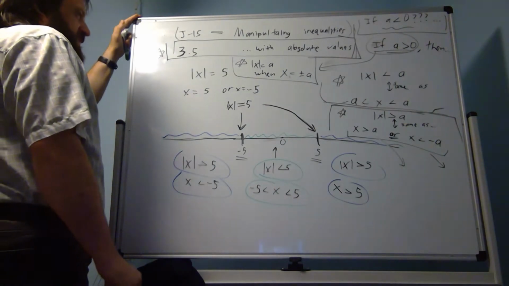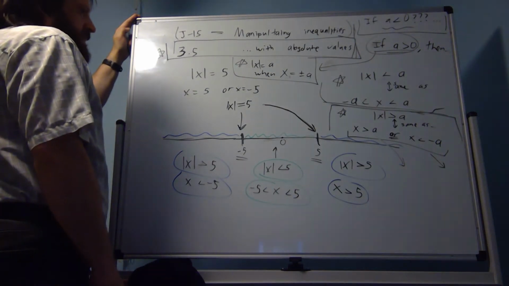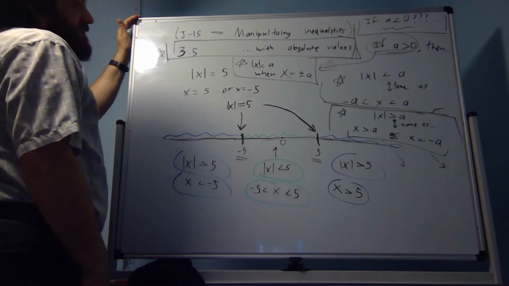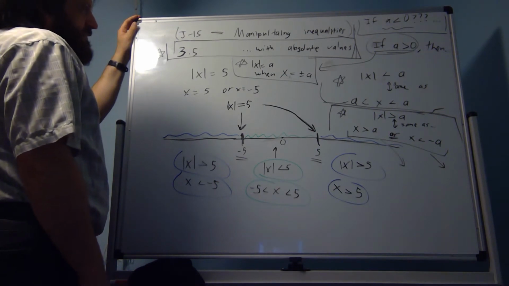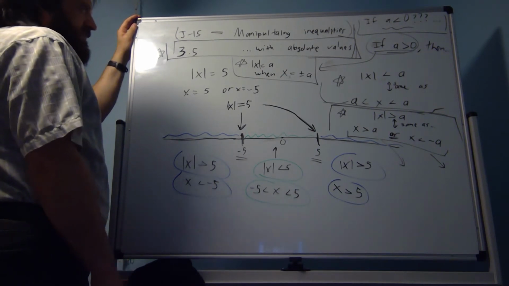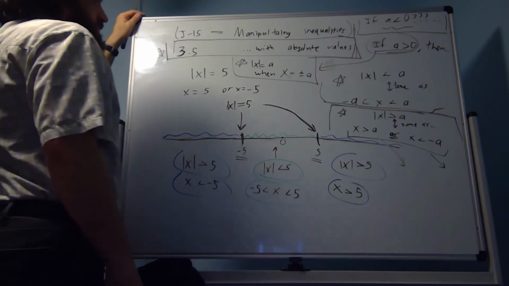So when is the absolute value of x going to be less than negative 2? When is the absolute value of x going to be equal to negative 2? When is the absolute value of x going to be greater than negative 2? That's something you might want to puzzle over.